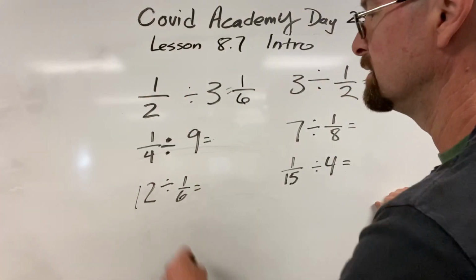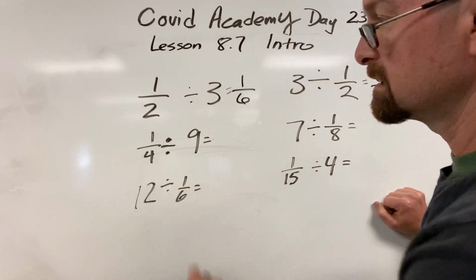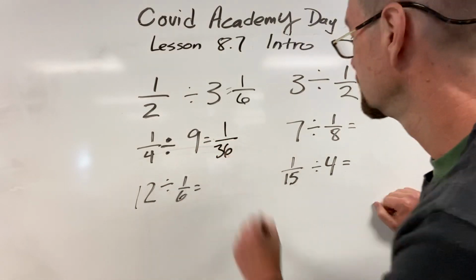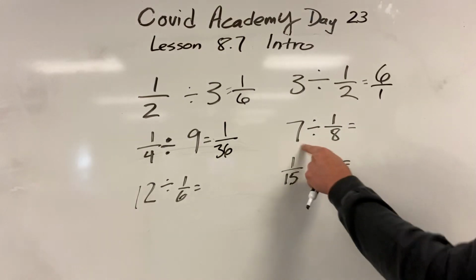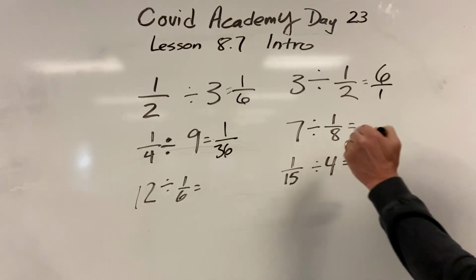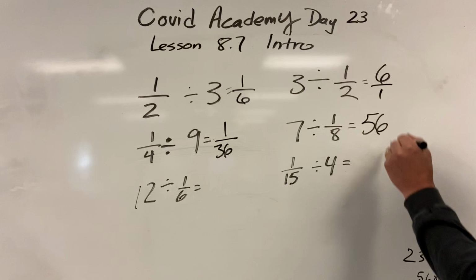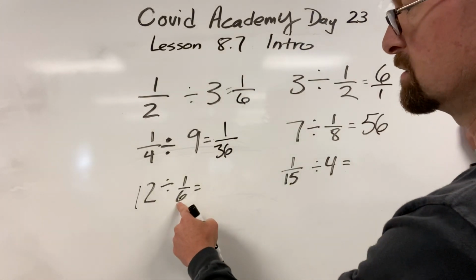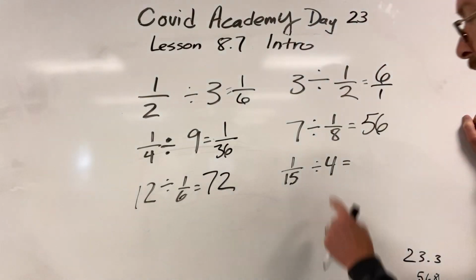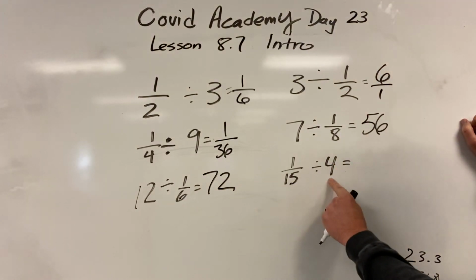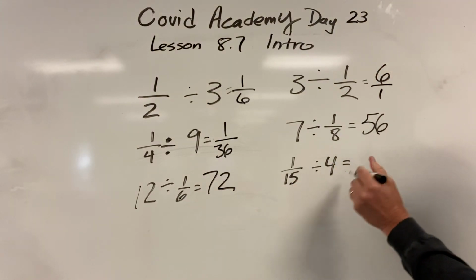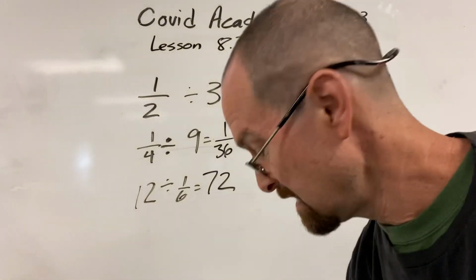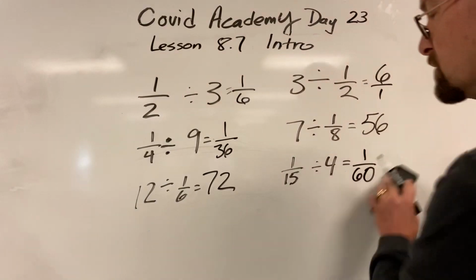Now, speedy. Okay, 9 times 4 is 36. We're dividing by something bigger than 1. The answer gets smaller, so it's 1/36. 7 times 8 is 56. This time, I'm dividing by less than 1, so it's going to get bigger. So it's just 56, or 56 over 1. And this one, it should be getting bigger. And this one, the answer should be getting smaller than that. So it's 1/60th. There you go, kids. That's the little mental math warm-up.